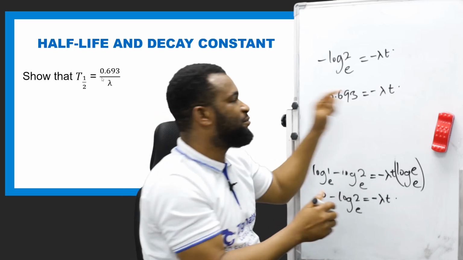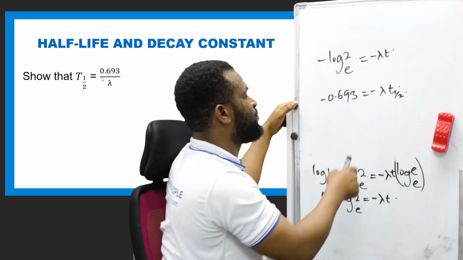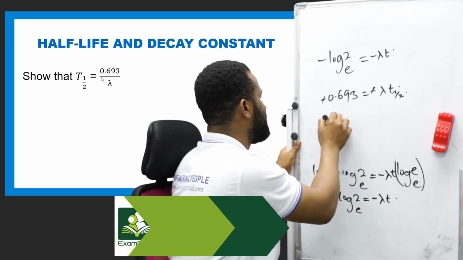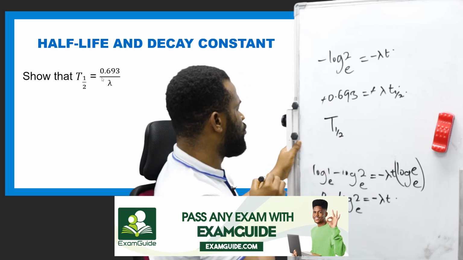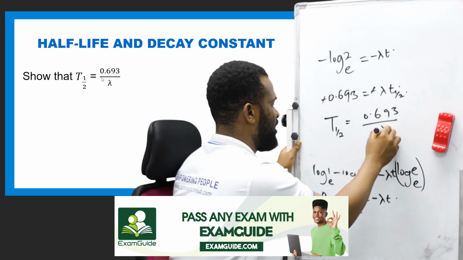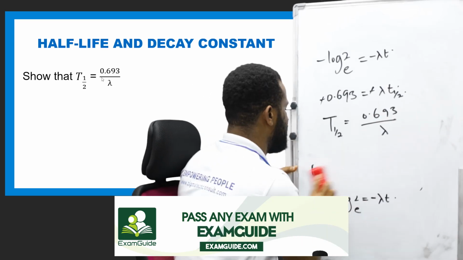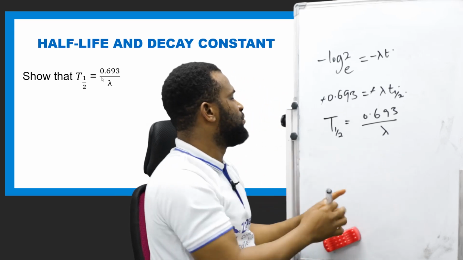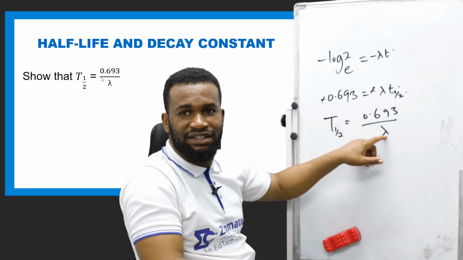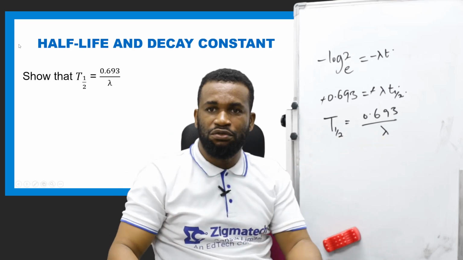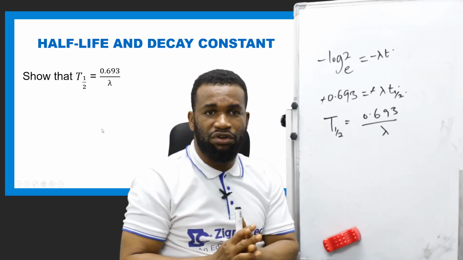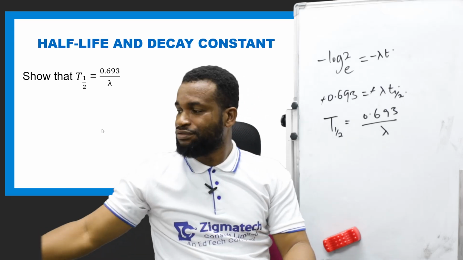Remember, this t is the time for the half-life, which we are looking for, which I want to make the subject of the formula. So minus cancels minus. So t sub 1 over 2 is going to be equal to 0.693 all over lambda. So this is the half-life of any radioactive element, whereby this is the decay constant. So we have the half-life and also the decay constant here. We are going to use them to solve a few questions as we move on.